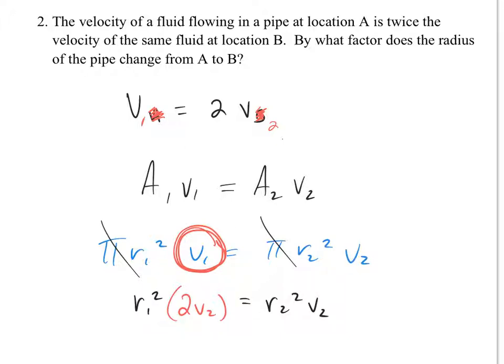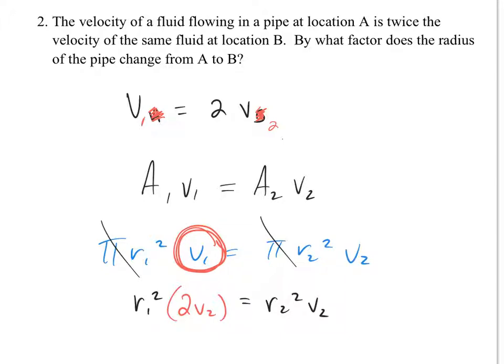Why is that useful? Mike? It just knocks out a variable. Yeah, V2 is gone. The fact that we don't know V1 and V2 means nothing. Who cares? Maybe it's 3 and 6. Maybe it's 5 and 10. Maybe it's 1 million and 2 million. All I care about is the fact that it's a proportion of 1 to 2, right? One of the velocities is double the other.